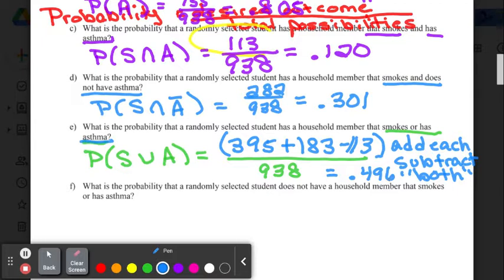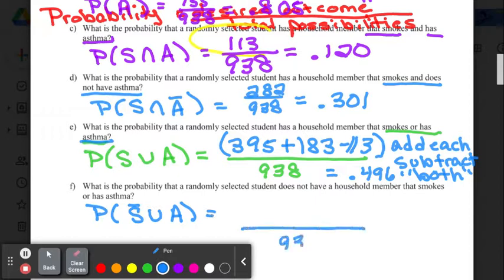And letter F. What is the probability a randomly selected student does not have a household member that smokes? So probability not have a household member that smokes. So we're going to do the same thing. We're going to divide by 938, just putting that there. That's my total.